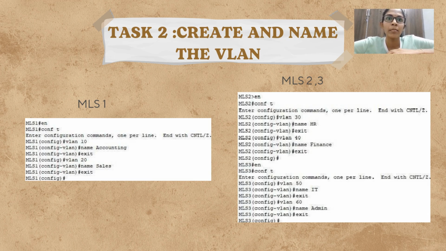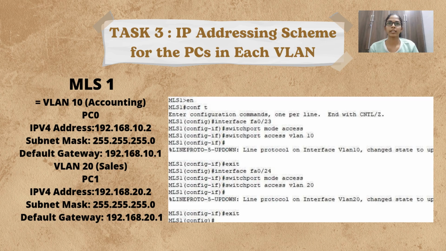MLS2. Enable, configure terminal, VLAN 30, name HR, exit. VLAN 40, name financial, exit. MLS3. Enable, configure terminal, VLAN 15, name IT, exit. VLAN 16, name admin, exit. Task 3: IP address setup for the PC in each VLAN.